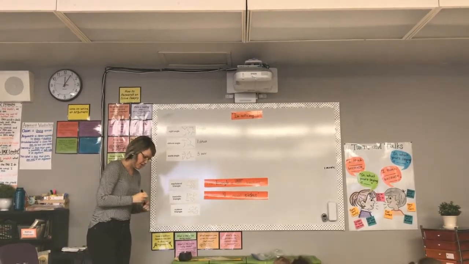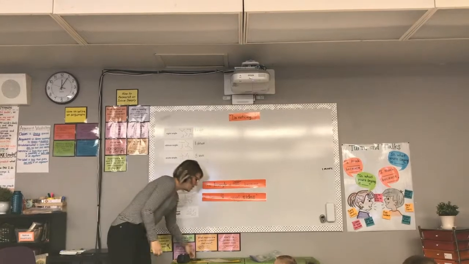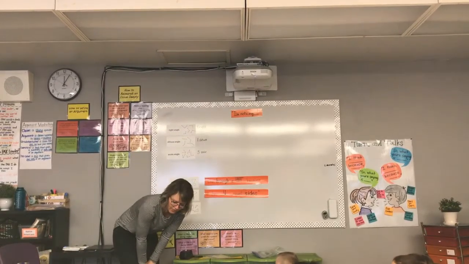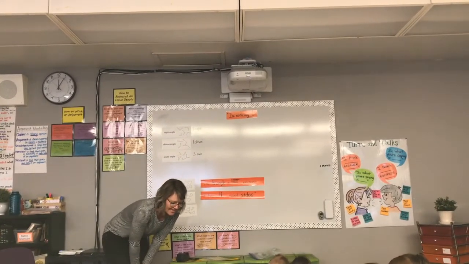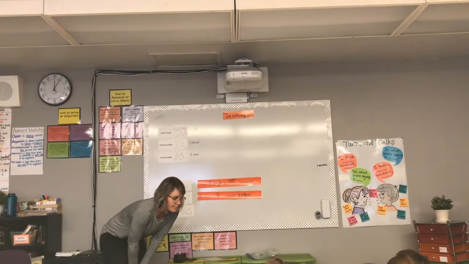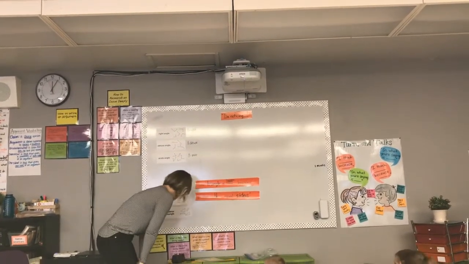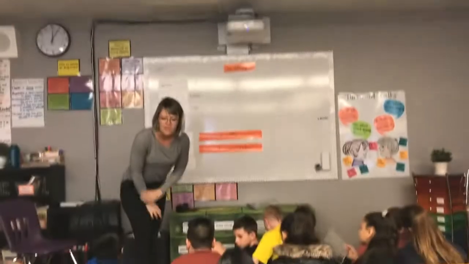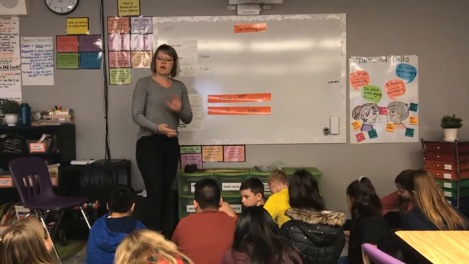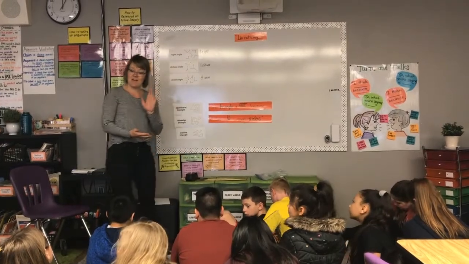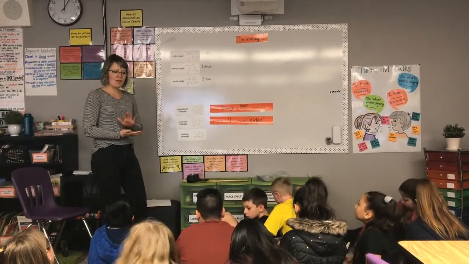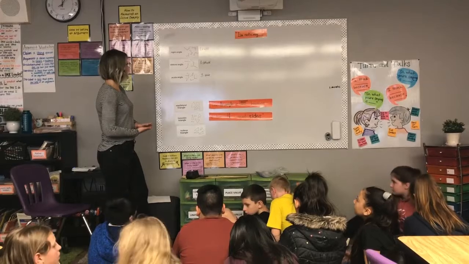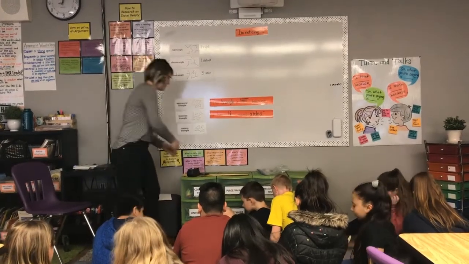I want everybody to take a look at your triangles. And I want you to just think about the size of the angles. And I want you to turn and talk with your partner about if it is a right triangle, an obtuse triangle, or an acute triangle. Turn and talk.